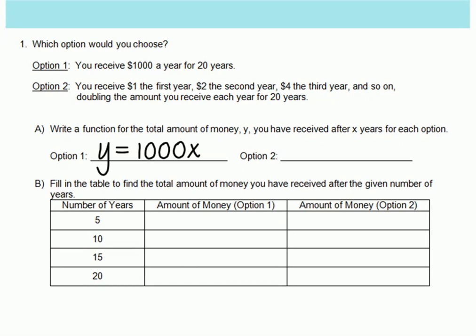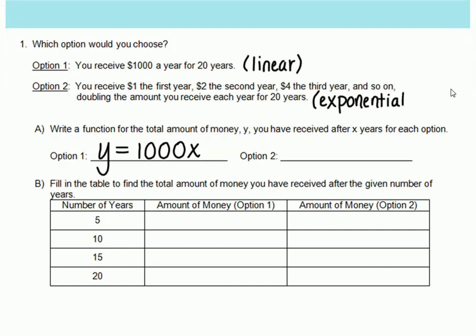Hopefully you can see that this option 1, because you're getting the same amount every year, is an example of a linear relationship. Now, option 2 is not linear because you're not receiving the same amount each year. There's not a constant rate of change. Instead, you start with only $1, and that dollar doubles every year for 20 years. So option 2 is actually an example of an exponential relationship.